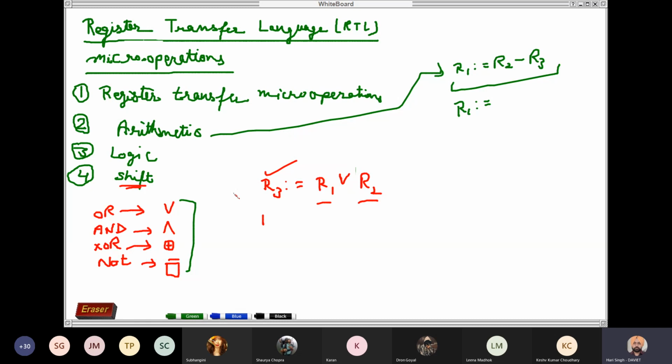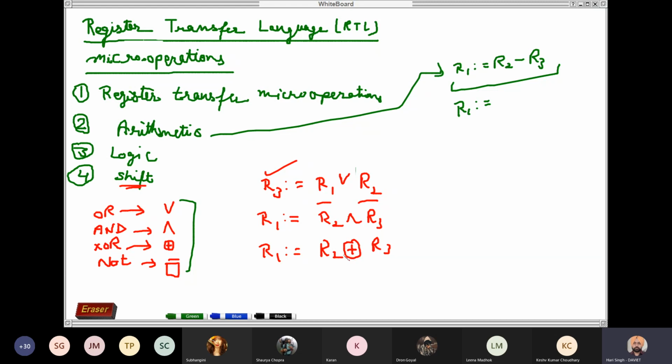Similarly, we can write the symbolic representation of logical AND operation. Just the symbol will change. Similarly, XOR operation is R3 is equal to R1, then symbol of XOR, then R2. So this is the RTL representation of these instructions.